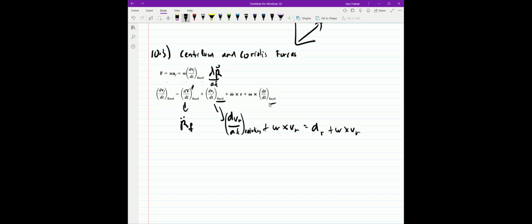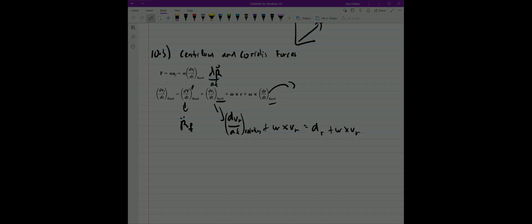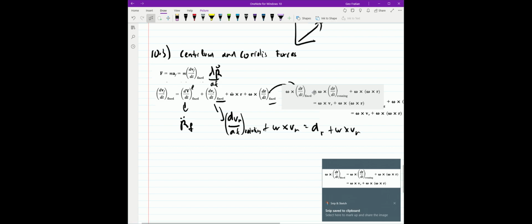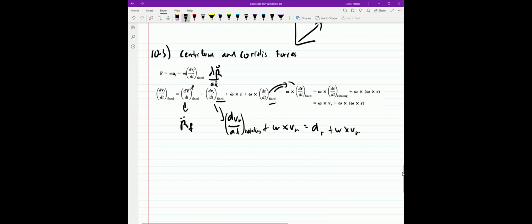And then the last term right here, we can get directly from our earlier equation. The last term just goes straight to this. So we have omega cross dr dt fixed is just omega cross dr dt rotating, because we're just taking the fixed, moving it to the rotating, and then crossing it with the cross product, right? And then if you do that using vector identities, it simplifies to this right here.